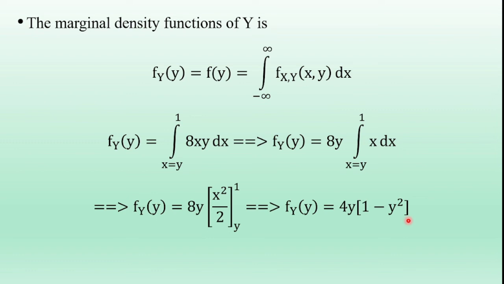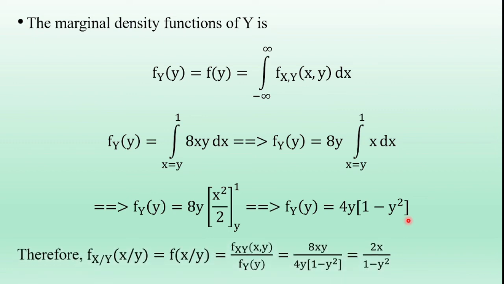And substitute this fy of y value into the conditional density function of x given y, that is f of x comma y is equal to the joint density function from the given data 8xy divided by, now here fy of y is 4y into 1 minus y square. So in numerator and denominator 4 twos are 8, y cancels, therefore f of x by y is 2x by 1 minus y square.